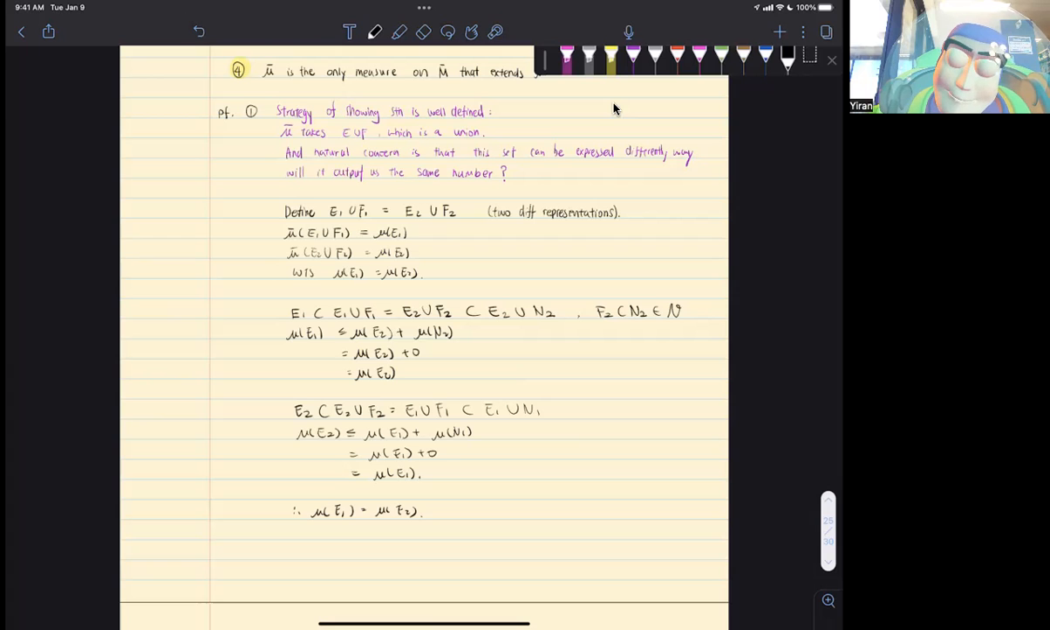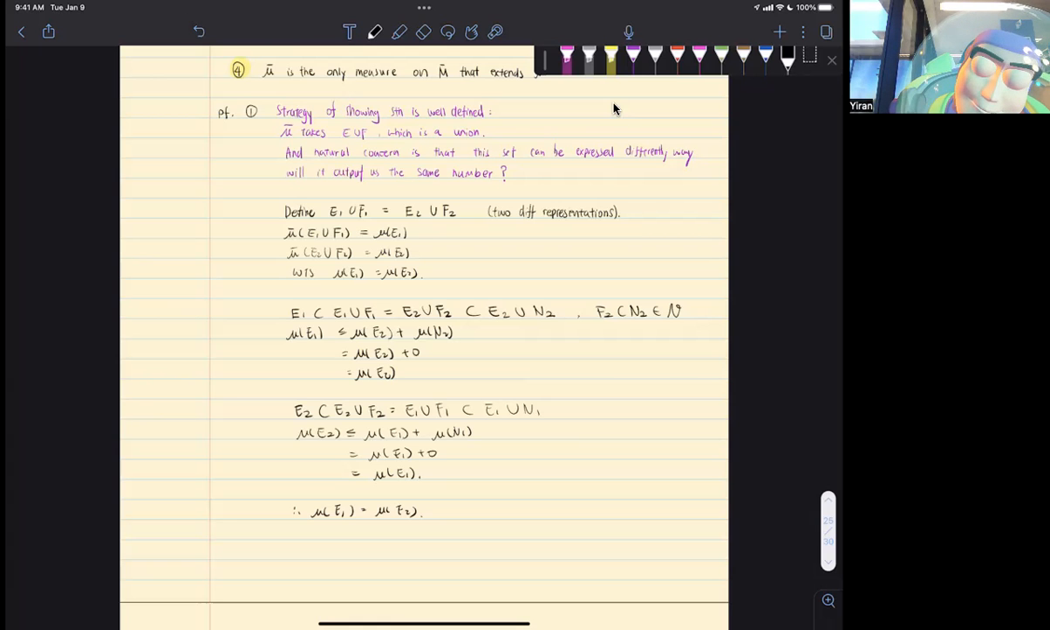Okay, so we want to show this, right? Because we want to show that any subset of a null set is included in the domain of mu bar, which is M bar. So if we have a null set, then any subset of this null set belongs to M bar. And of course, we want to show that mu bar of B is equal to 0. Okay, let's see how to show this.